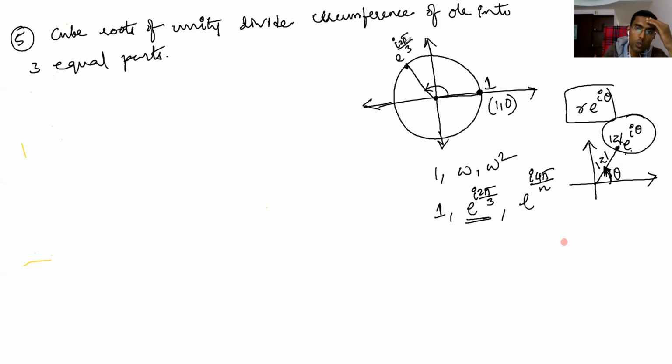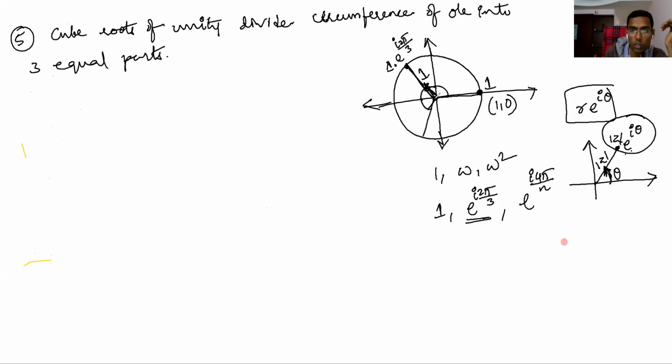But here e power i 2 pi by 3 means mod z is 1. Understand? This is 1 unit, so 1 into e power i 2 pi by 3. So this is 120 degrees, then next 120 degrees, and 240 degrees. So this is already 60, and already this is 60. Since 120 is gone, if it is 60, you have to go again 60, one more 60.